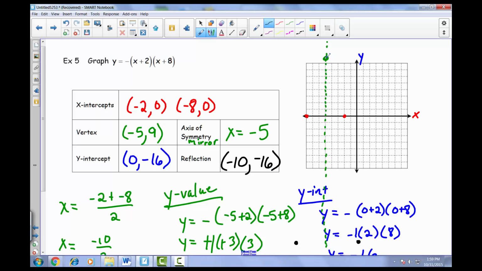Going ahead now and connecting all the points, we should end up with something like this. And so yeah, that is more or less what our graph would look like. Again, that is example 5 from our 4.2 set of notes.